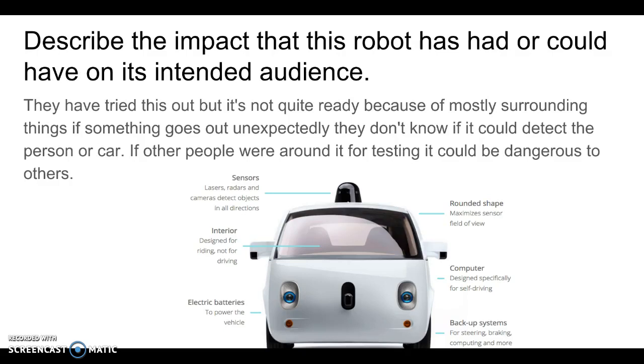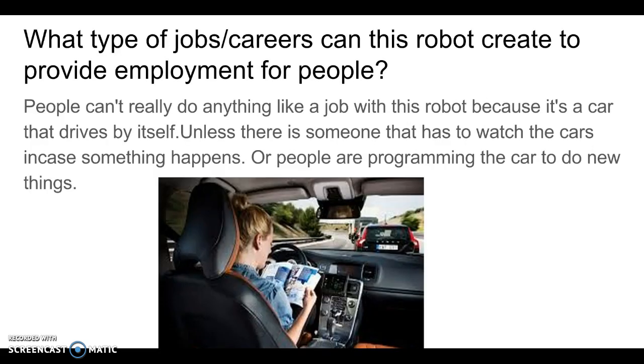Describe the impact that this robot has had or could have on its intended audience. They have tried this out, but it's not quite ready because of mostly surrounding things. If something goes out unexpectedly, they don't know if it could detect the person or car. If other people were around it for testing, it could be dangerous to others. You may have seen in the media there's been a couple fatalities involved in driverless cars, not specifically Google driverless cars, but the technology with the driverless car. It's still in its developing stages, and it's a very risky technology because of that.